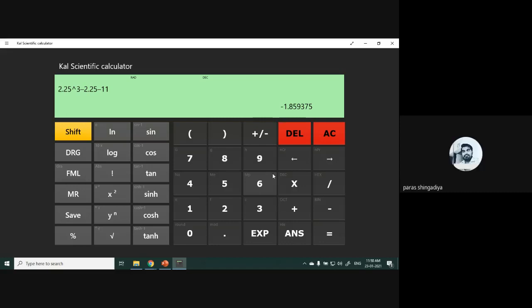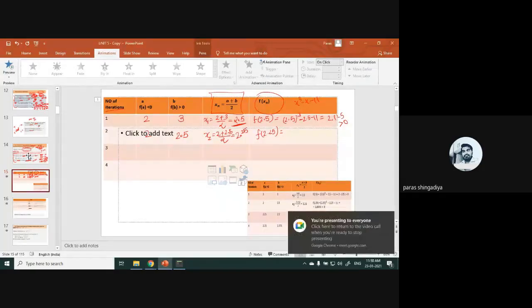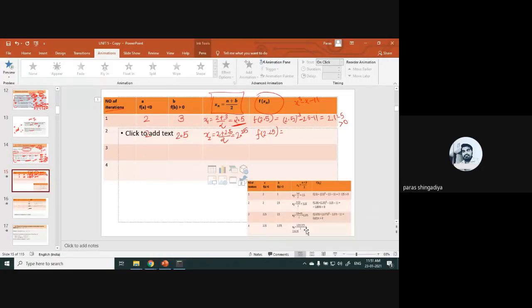Sir, in how many iterations do we have to repeat this process? Up to the fourth iteration. That is mentioned in the question. Let us just check it again.